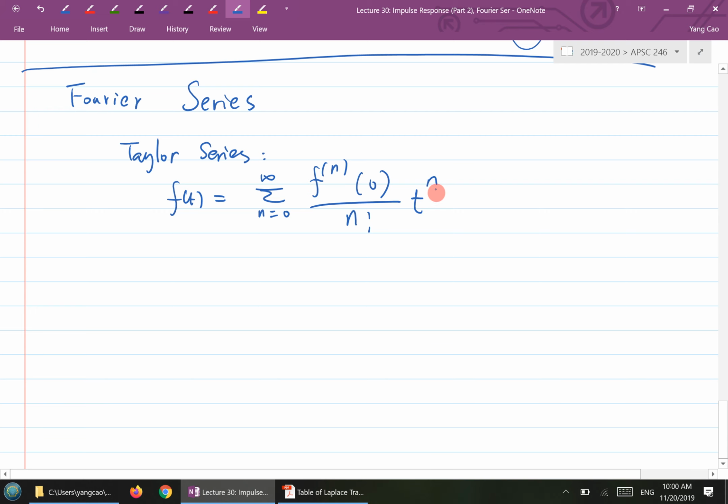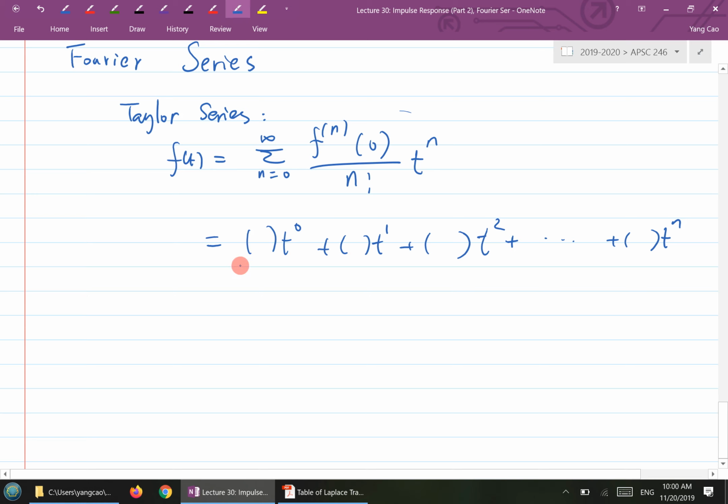Now, if you expand this Taylor series, you get something here, something here, and something here. So you get some coefficient times t to the power 0, some coefficient times t to the power 1, and some coefficient times t to the power n, and you can keep going.